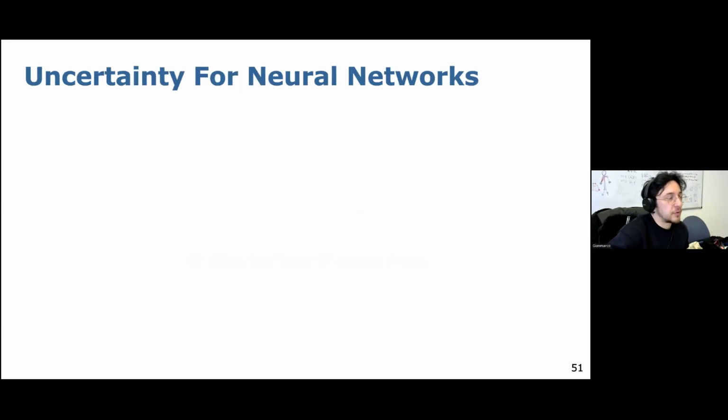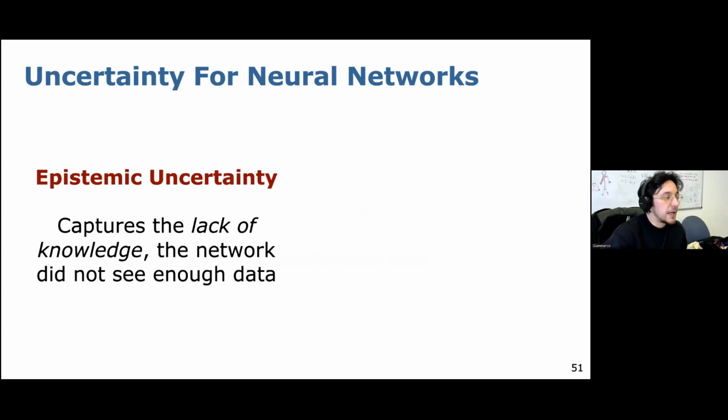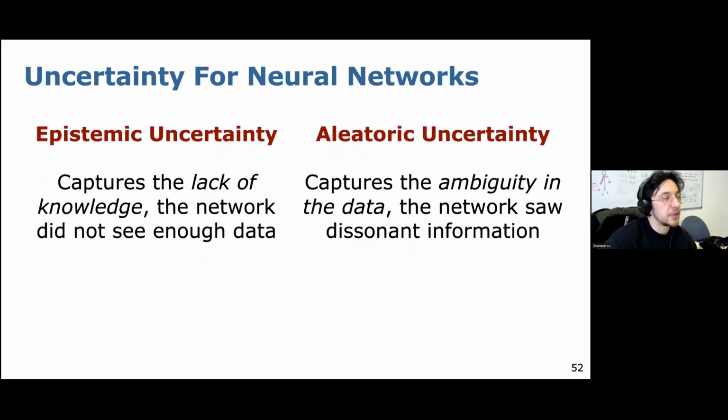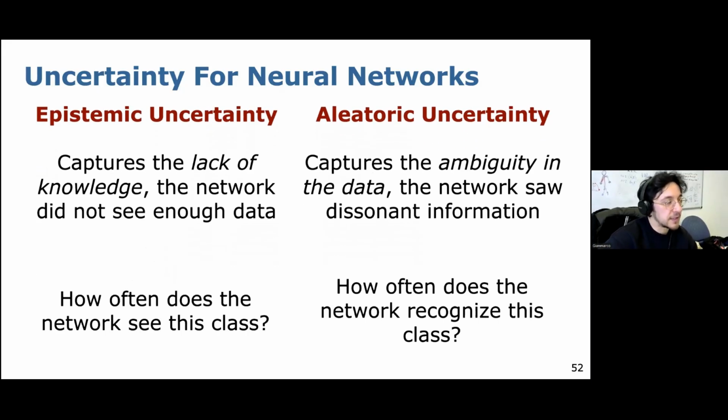And uncertainty for neural networks can be separated into two big parts. The first one is called epistemic, and it captures the lack of knowledge, which means that the network did not see enough data. And the second one is the aleatoric, which means that there is ambiguity in the data. So the network saw two very similar elements that actually have different classes, for example. However, given our pseudo labels, we can compute and estimate both of these uncertainties, answering basically two main questions: how often does the network see this class, for the epistemic, and how often does the network recognize this class, for the aleatoric.